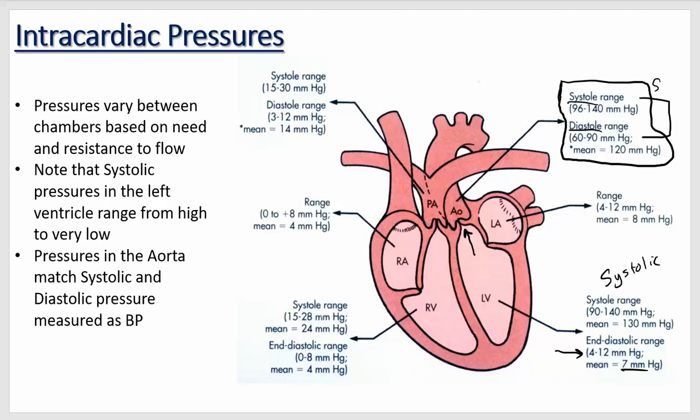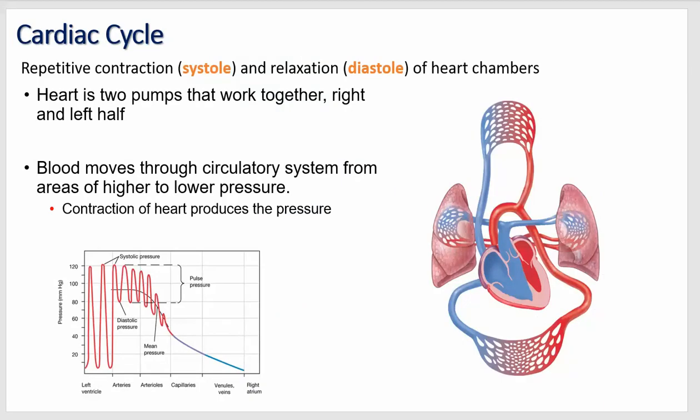Because it's in the system now, and there's only so much room in your vessels for blood, it's going to be constantly under pressure, high pressure, and then lower pressure, but still pressure. All right, because we have to keep that pressure, because we have to maintain the perfusion of the organs. Okay, cardiac cycle.